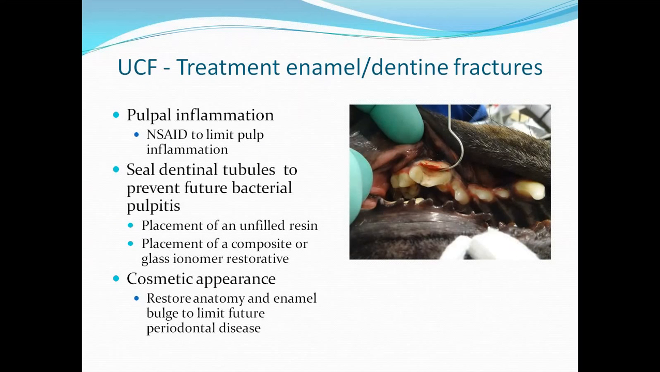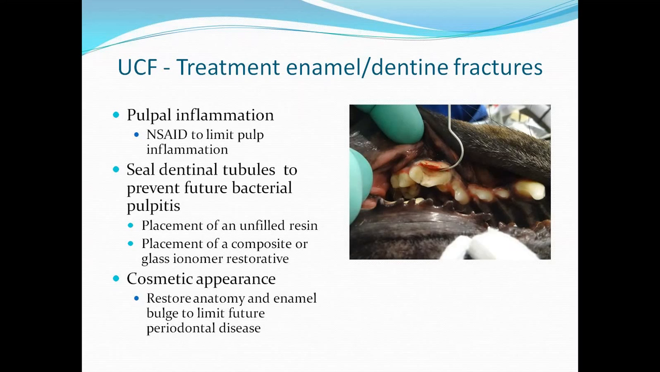The second one is sealing the dentinal tubules, as we said before, because we want to prevent the bacteria accessing the pulp canal. And we do this by placing an unfilled resin followed by a composite or a glass ionomer restorative. We can see in the clinical picture on the right-hand side how both the enamel and the dentine has been fractured on this upper fourth premolar 108. And if we were to take that piece of tooth away, that buccal, what we often call a slab fracture in clinical practice, we would have quite an access into the periodontal space and into the periodontal ligament as well.